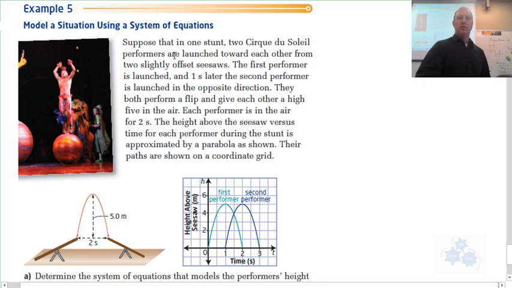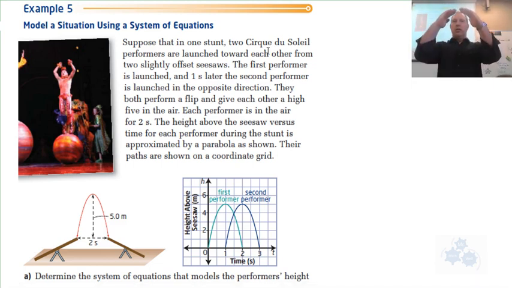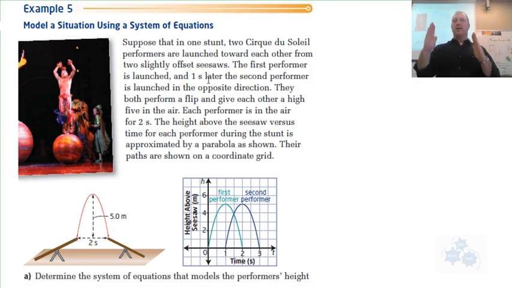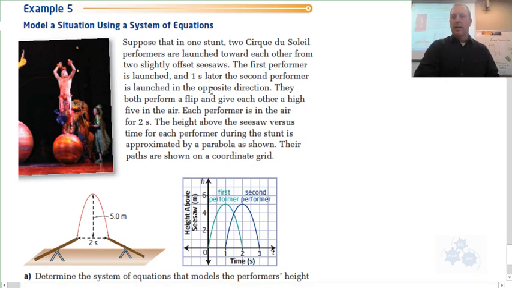Suppose that in one stunt, 2 Cirque du Soleil performers are launched toward each other from 2 slightly offset seesaws. So these 2 performers are standing here, and they are launched towards each other, okay? Like they're going to meet somewhere. The first performer is launched, and 1 second later, the second performer is launched. So they meet at different points like this, right? One's maybe going up and one's coming down by that time. They both perform a flip and give each other a high five in the air.